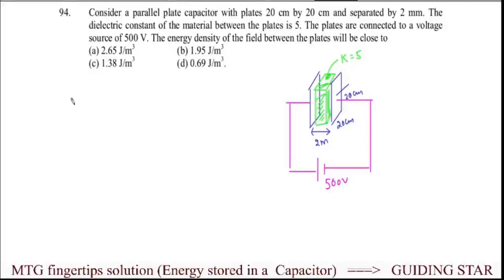Here we know that the formula for energy density, small u, is equal to half epsilon naught E square. That means it is the energy per unit volume. How do you define the energy density? It is nothing but the energy per unit volume. So here it will be half epsilon naught. Epsilon naught is 8.85 into 10 to the power minus 12.